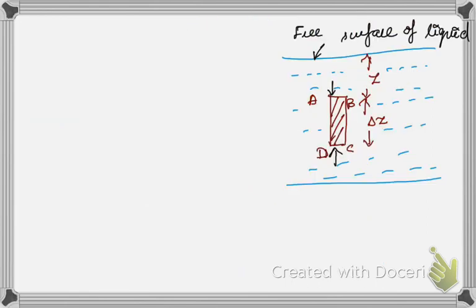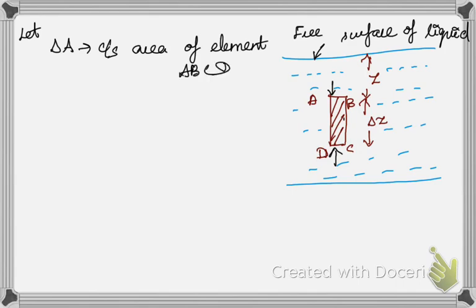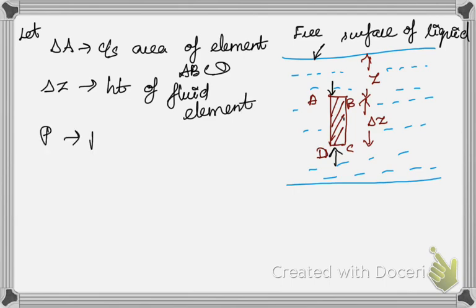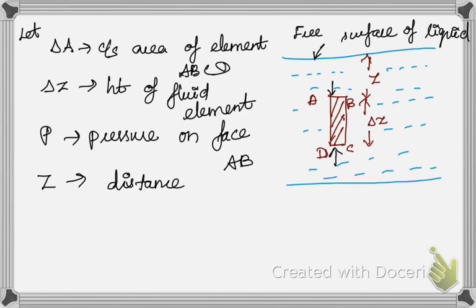Okay, now let this be the small element. We can say that some small element is immersed in water. Say let del A be the cross sectional area of element ABCD, del Z be the height of the fluid element, and P be the pressure on face AB, and Z be the distance of the fluid element from the free surface.